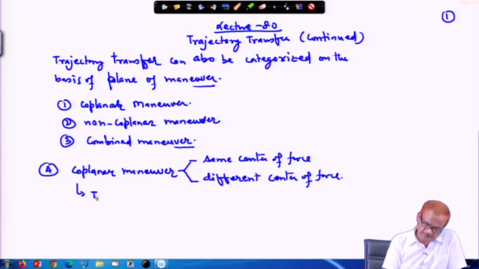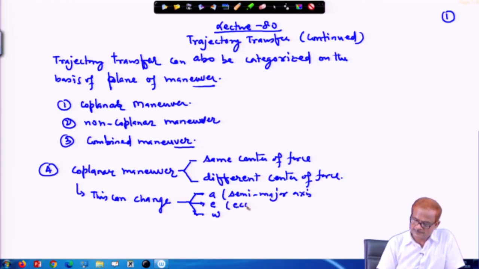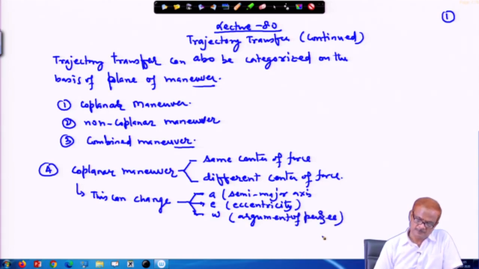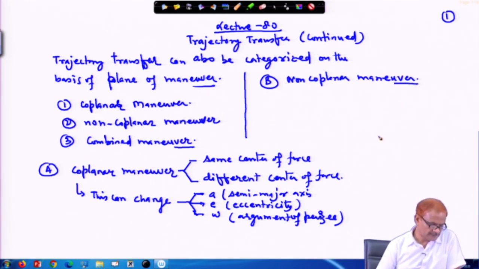This maneuver can change a, e and small omega, meaning the semi major axis, eccentricity and argument of perigee. So, these are the three things which can be affected by coplanar maneuver. In the non-coplanar maneuver, the rest of the things can be changed.